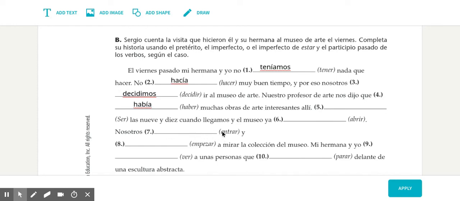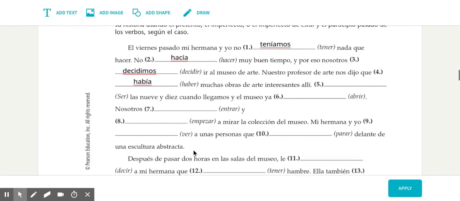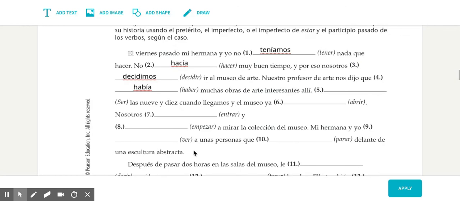Nosotros entramos. We came in. Entramos. Just use the preterite. Nosotros entramos y empezamos a mirar la colección. We began to look at the collection in the museum. So entramos y empezamos. It's just a normal preterite, simple past tense.